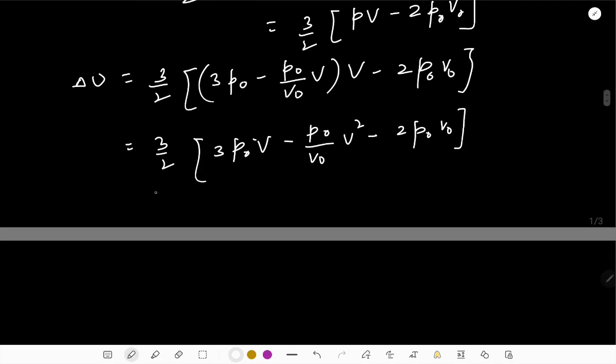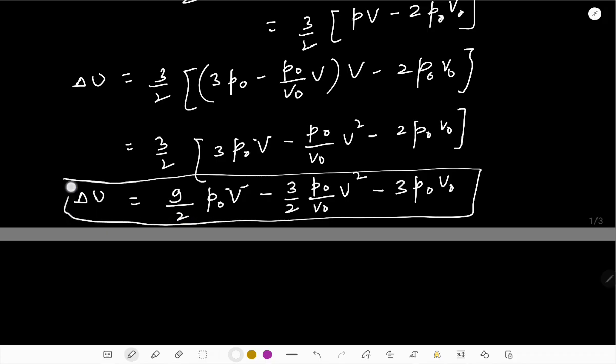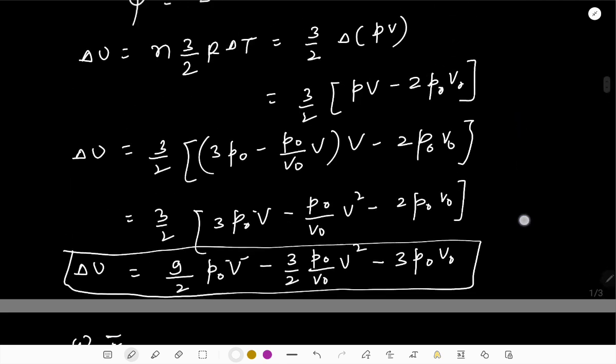And now what? Now I can write it 9 by 2 P naught V minus 3 by 2 P naught upon V naught multiplied by V square; minus 2 gets cancelled out, 3 P naught V naught. So this is the value of change in internal energy in this case. And one more thing is left, to find out the expression for work done. To find the work done, I can use the PV diagram.